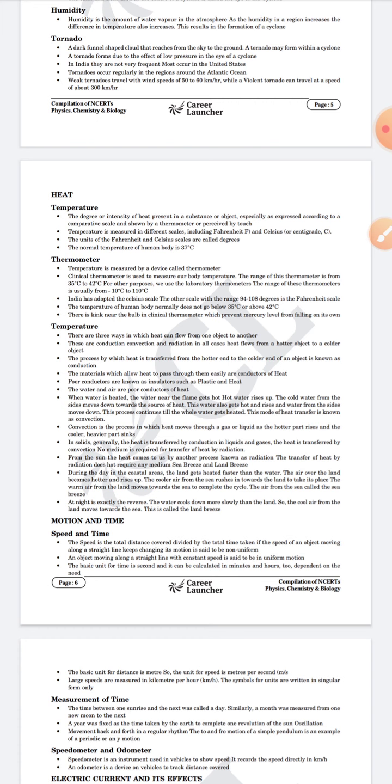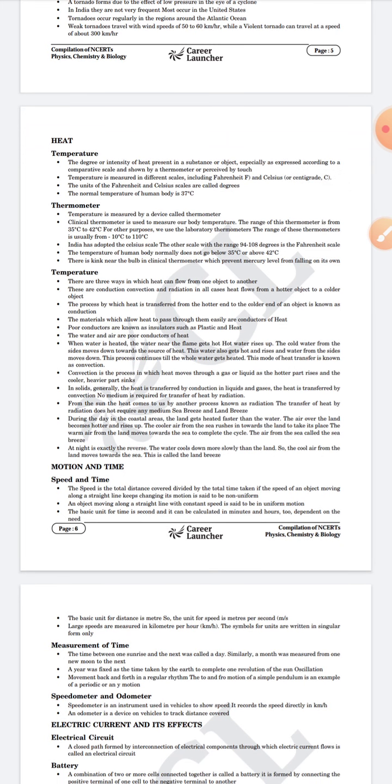India has adopted the Celsius scale. The other scale, with a range of 94 to 108 degrees, is the Fahrenheit scale. The temperature of the human body normally does not go below 35 degrees Celsius or above 42 degrees Celsius. There is a kink near the bulb in a clinical thermometer which prevents the mercury level from falling on its own.